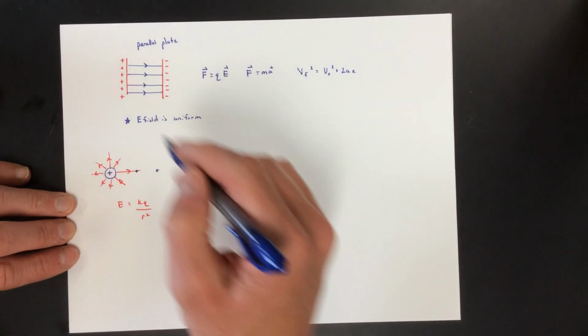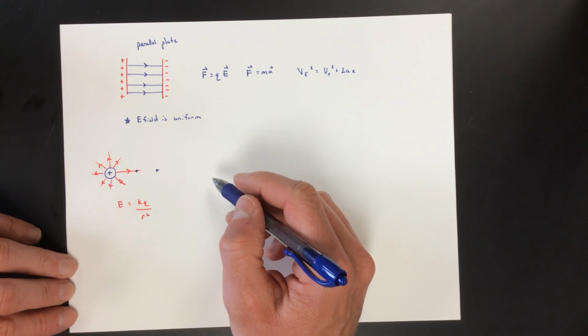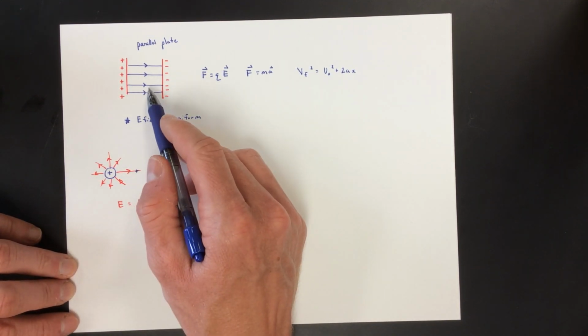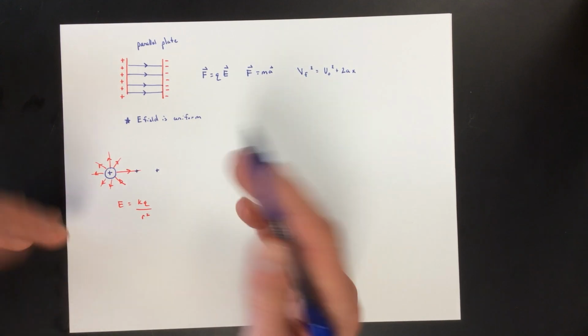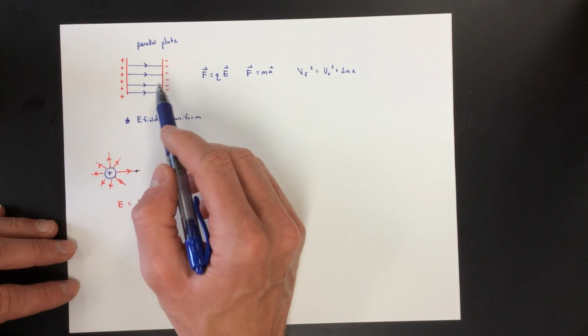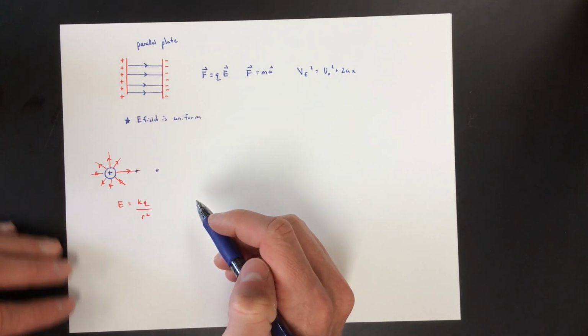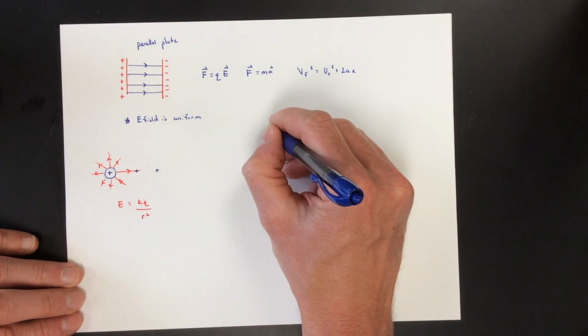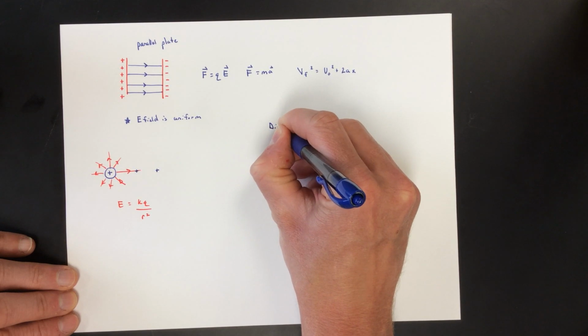Okay, and then a couple of videos in the future, we'll look at finding the electric field due to Gauss's law in a situation like that. But right now, you can just assume that we can create a uniform electric field between a parallel plate capacitor.